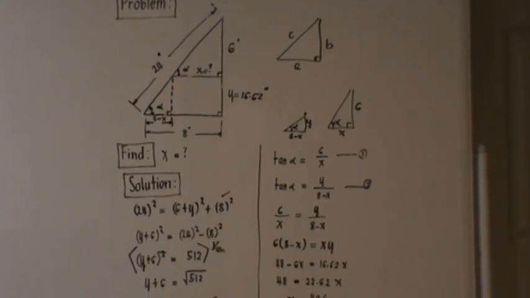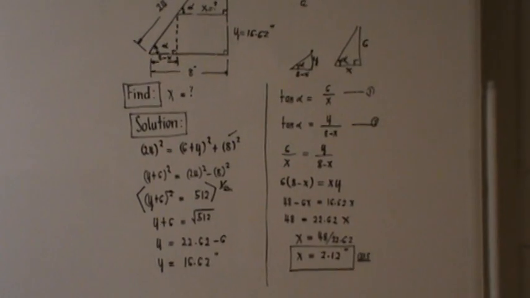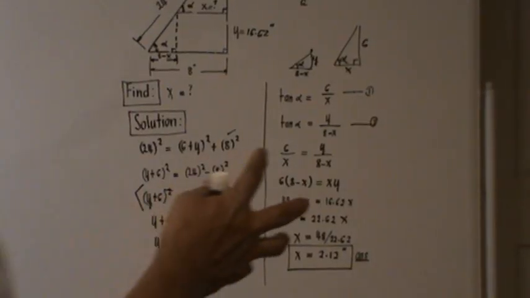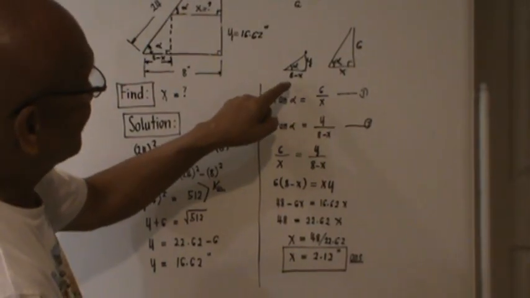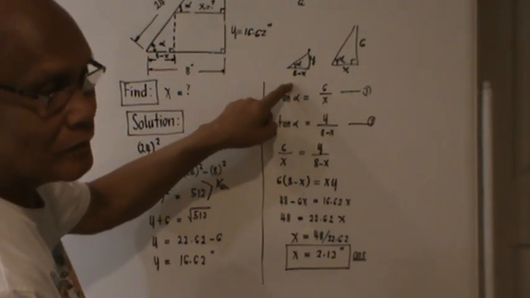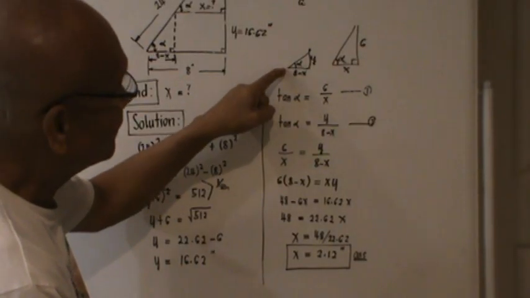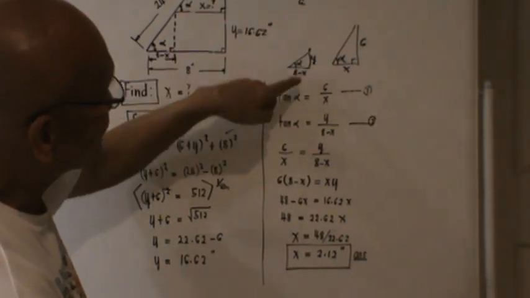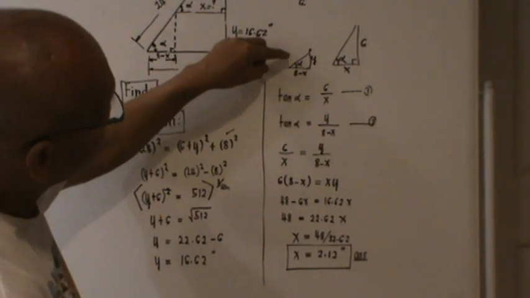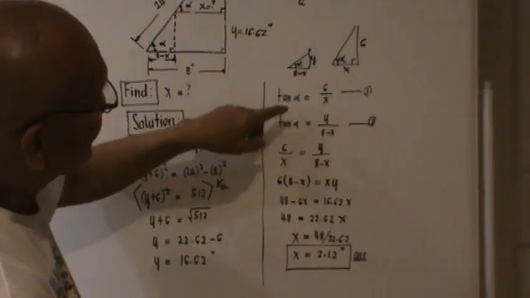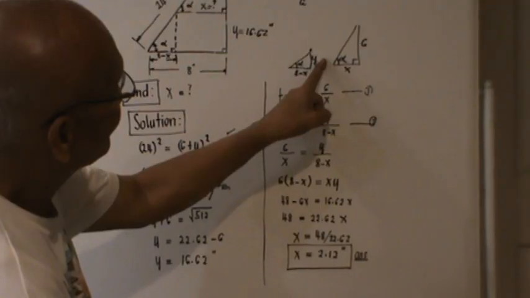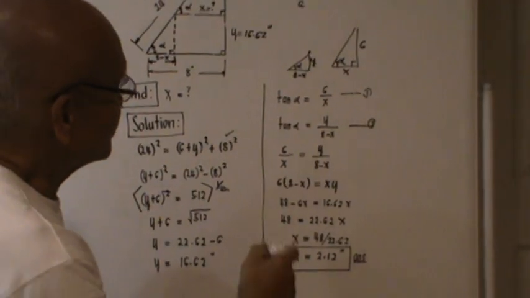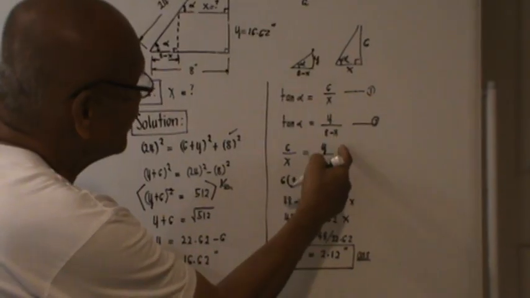I'll try to lower this one so we could see the computation. I concentrated the camera on this portion here. So by using the first right triangle, we could compute for the tangent of alpha. Tangent is actually opposite over adjacent. So considering the first smaller right triangle, tangent of alpha will be y over 8 minus x. It is this. Tangent of alpha will be y over 8 minus x, considering this one.